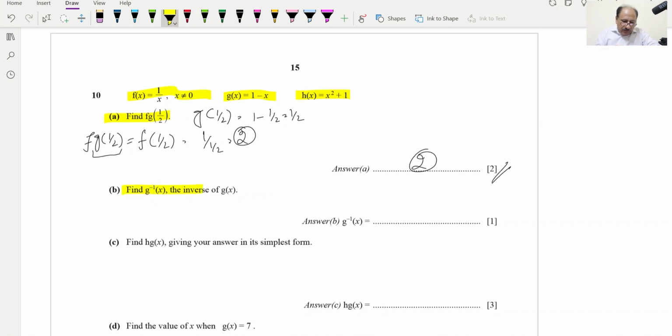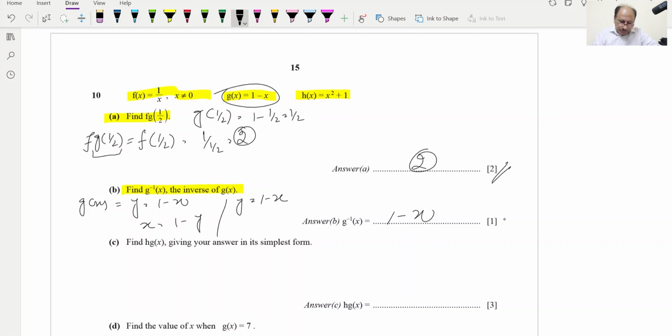Then B part, find g inverse, the inverse of g of x. So g of x is 1 minus x. We write y is equal to 1 minus x. We make x the subject, so x will be equal to 1 minus y, and swap x and y, so y is equal to 1 minus x. So our answer will be 1 minus x. This is the inverse. This is a 1 mark part.